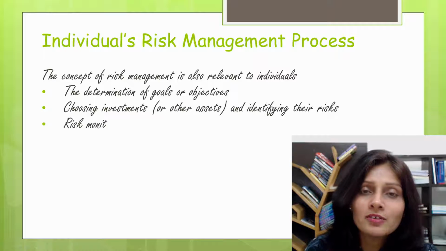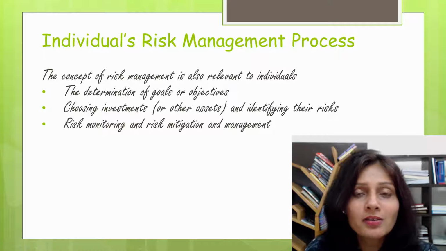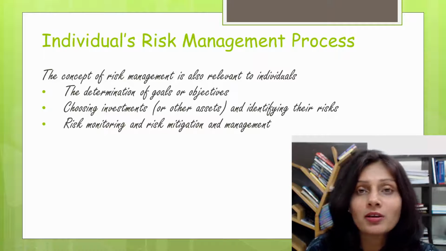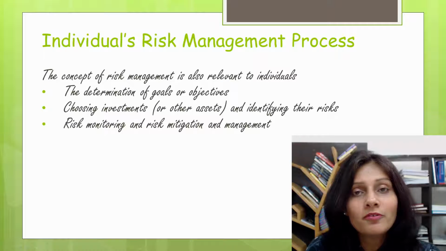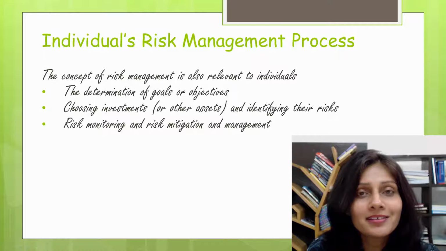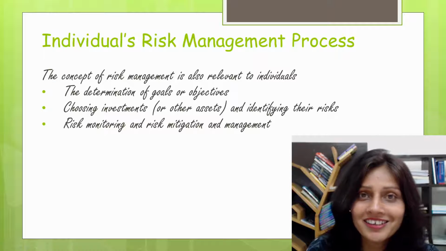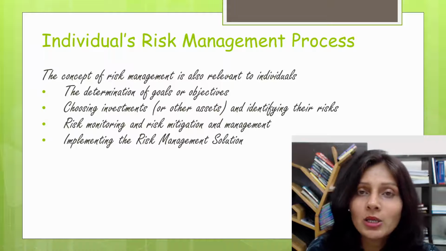The next steps for an individual are at the heart of the risk management process, which is risk monitoring, risk mitigation, and management. The individual needs to first evaluate their risk exposure, that is, how much is the risk tolerance limit, how much risk can they take. Then consider the various alternative approaches to modify the risks as necessary, whether they need to absorb the risk, transfer the risk, or shift the risk, followed by implementing the risk management solution, that is either taking insurance or buying derivatives or hedging. The final functional step for an individual's risk management process would be evaluation and review.